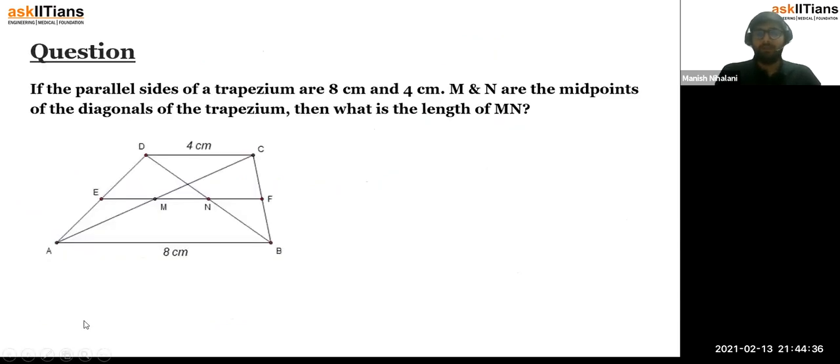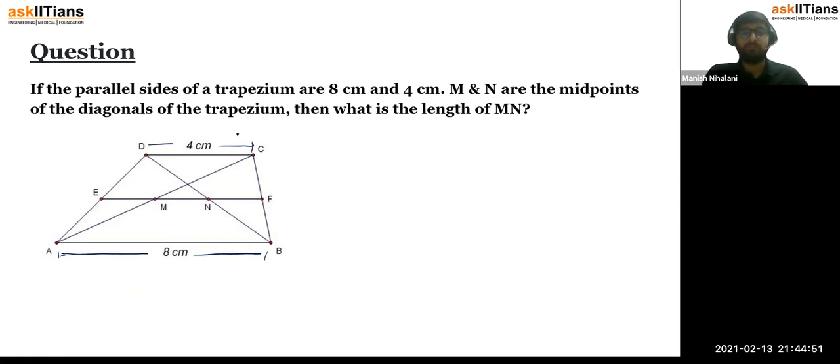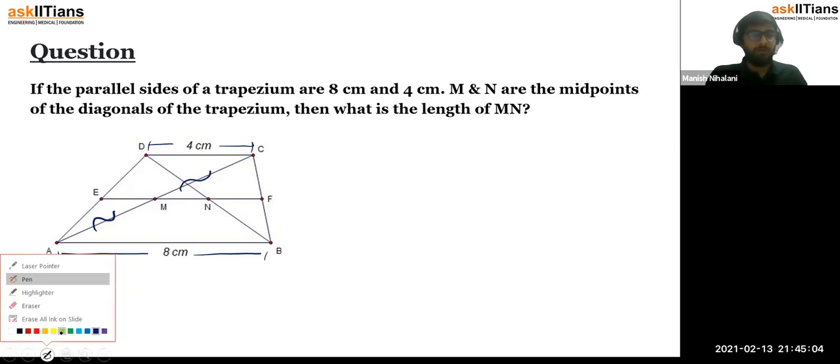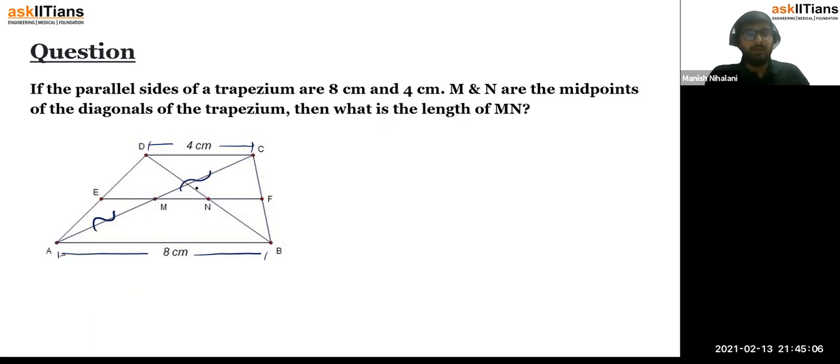So let's quickly try to solve a question based on this. So what does it say? If the parallel sides of a trapezium are 8 centimeter and 4, it is given that AB is 8 and CD is 4. M and N are the midpoints of the diagonals of the trapezium, which means AM is equal to MC, right? And we also are given that DN is equal to NB. Okay.